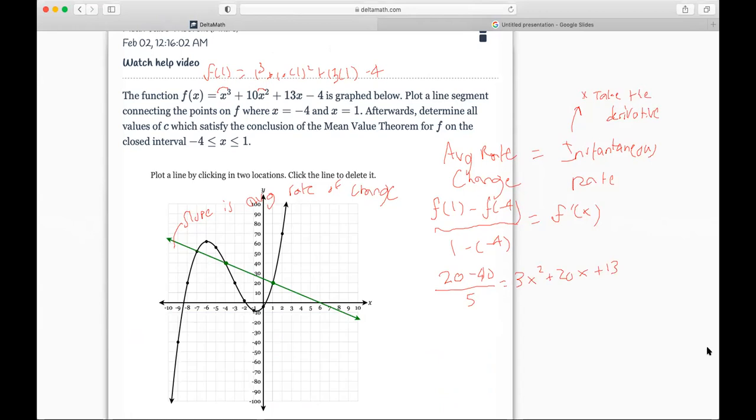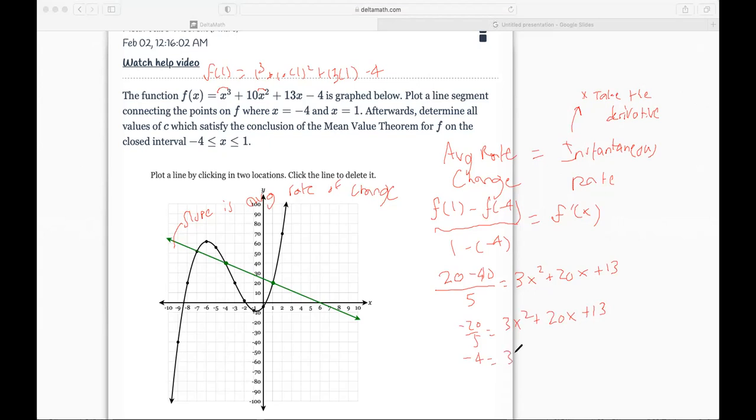And this actually is settling nicely into Algebra 2 style math at this point, because 20 minus 40 is going to be negative 20 over 5. And this is going to be negative 4 equals 3x squared plus 20x plus 13. And I'm just going to solve this like I would an Algebra 2 type of problem. So I want to make sure that I get everything equal to 0. So I'm going to move that 4 to the other side. So I have 3x squared plus 20x plus 17.